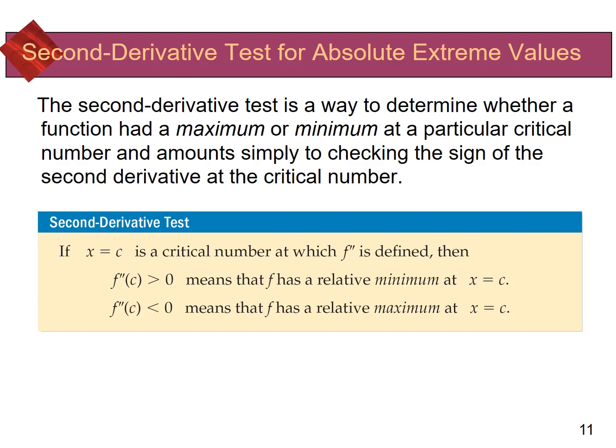In the previous example, I had mentioned the second derivative test for absolute extreme values. The second derivative test is a way to determine whether a function has a maximum or minimum at a particular critical number, and amounts simply to checking the sign of the second derivative. Basically, it's checking the concavity. Generally, if it is concave up at the critical point, you're going to have a minimum. If it's concave down at the critical point, it means you have a maximum. And that's what you're checking there. So you're going to see it referenced in this example as we go through it.